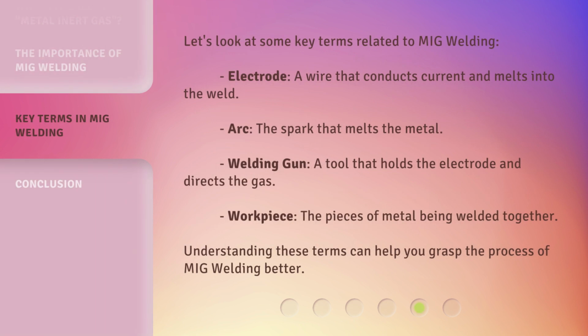Let's look at some key terms related to MIG welding. Electrode, a wire that conducts current and melts into the weld. Arc, the spark that melts the metal. Welding gun, a tool that holds the electrode and directs the gas. Workpiece, the pieces of metal being welded together. Understanding these terms can help you grasp the process of MIG welding better.